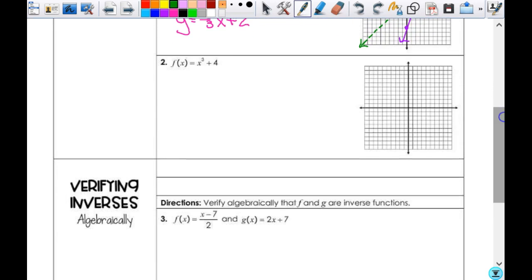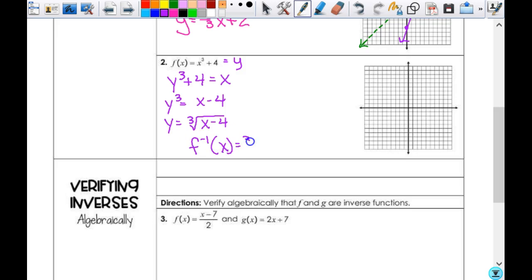All right, so let's do the next one. We're going to find the inverse. Set that equal to y. They're going to change places. So y cubed plus 4 equals x. And now I'm solving for y, right? So y cubed equals x minus 4. Then what do I need to do? Cube root. So y is equal to the cube root of x minus 4, which means the inverse function of x is the cube root of x minus 4. So I found my inverse.